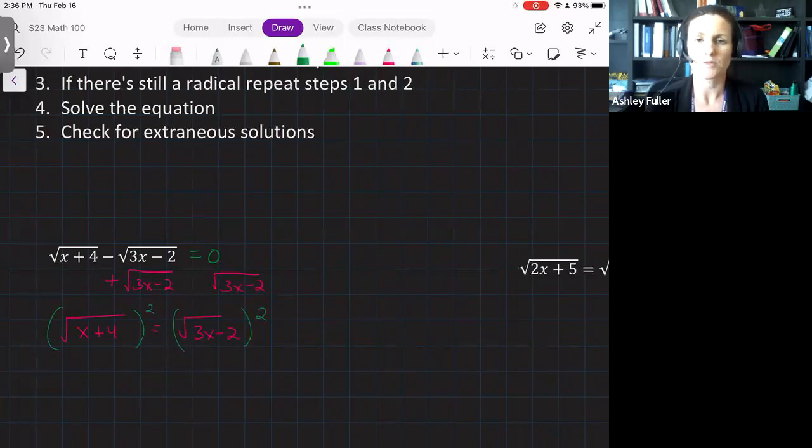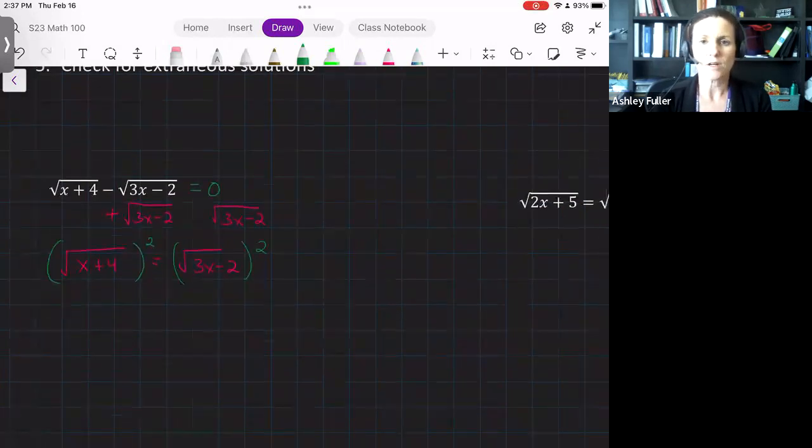Since my radical is isolated now, I can raise both sides to the power of 2. Again, that power comes from the index being a square root, so it's a power of 2. And by squaring a square root, we are simply left with the value under the radical itself. We now have a simple linear equation.